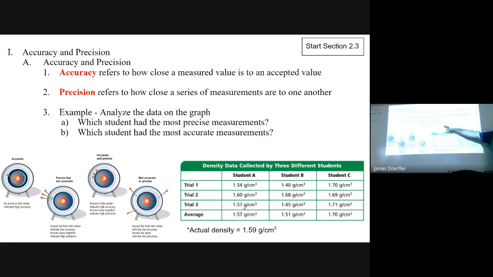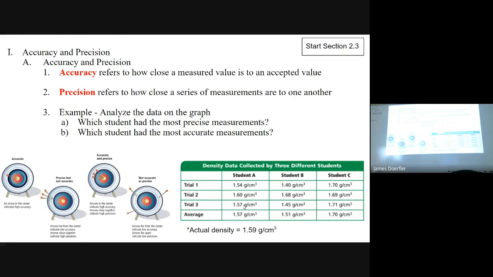So if we look here, of these 3, which student had the most precise measurements? So again, we're looking for a student who had the most precise, meaning the most closely measured values to each other. So student A has 1.54, 1.60, and 1.57. Student B, 1.4, 1.68, 1.45. Student C, 1.7, 1.69, 1.71. And of those three, who had the three measurements that were closest together? C, senor. Yes. Student C, very small deviation, much smaller than the other two.